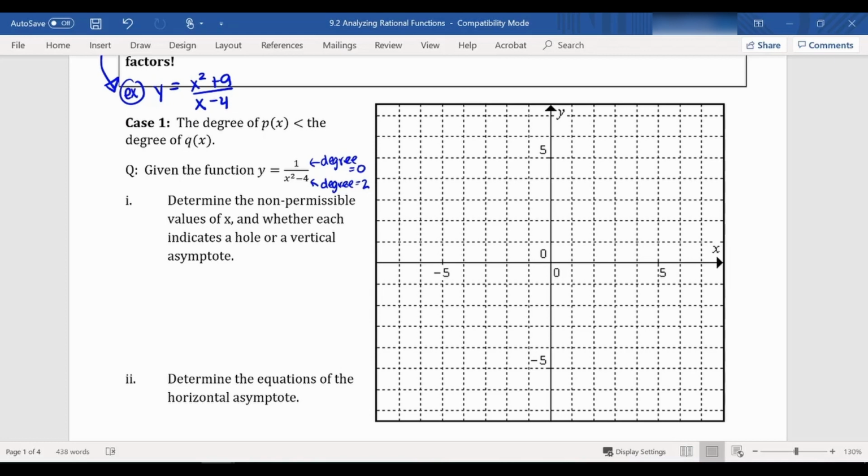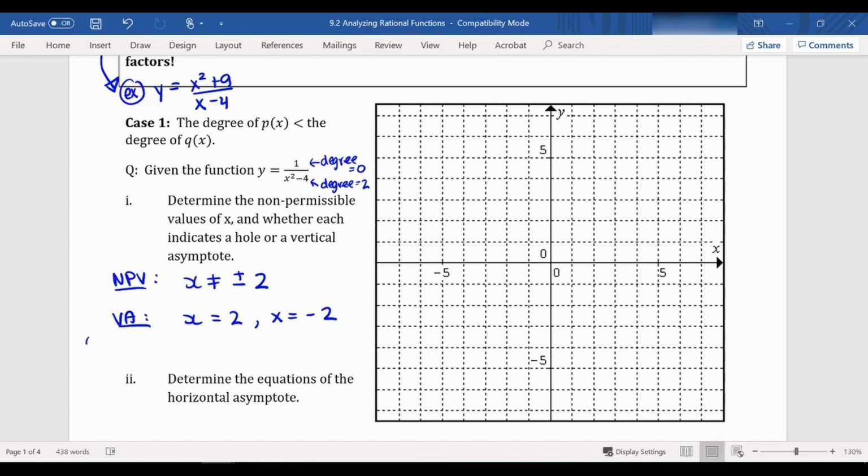Okay. So my non-permissible values here are what can x not equal? What x values would make the denominator 0? Because that's not possible. So our non-permissible values would be plus or minus 2. If I plug in either of those, I'm going to get 0 on the bottom, which is not possible. And these are both going to be vertical asymptotes. And we write that as x equals 2 and x equals negative 2. We say x equals because they are equations of a vertical line.